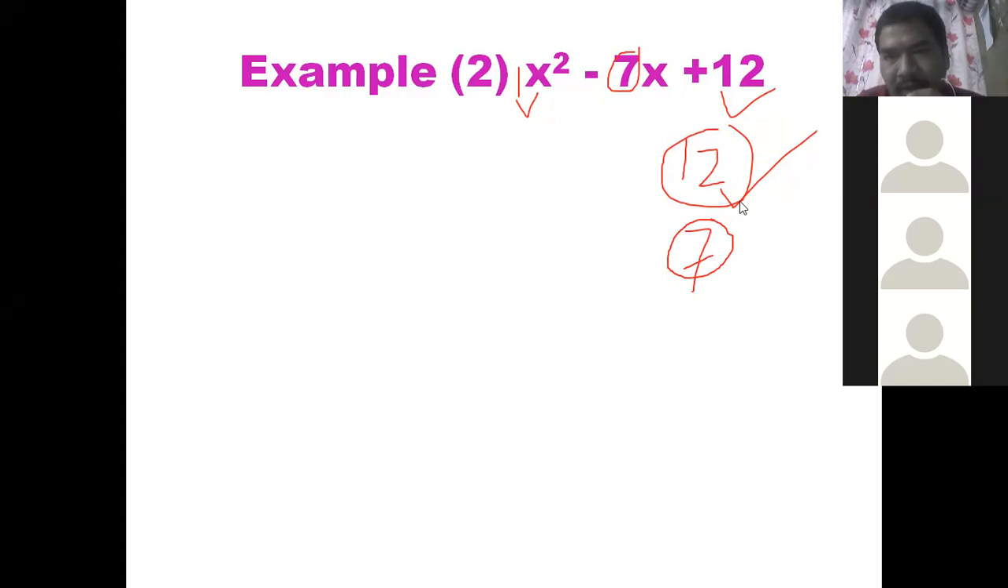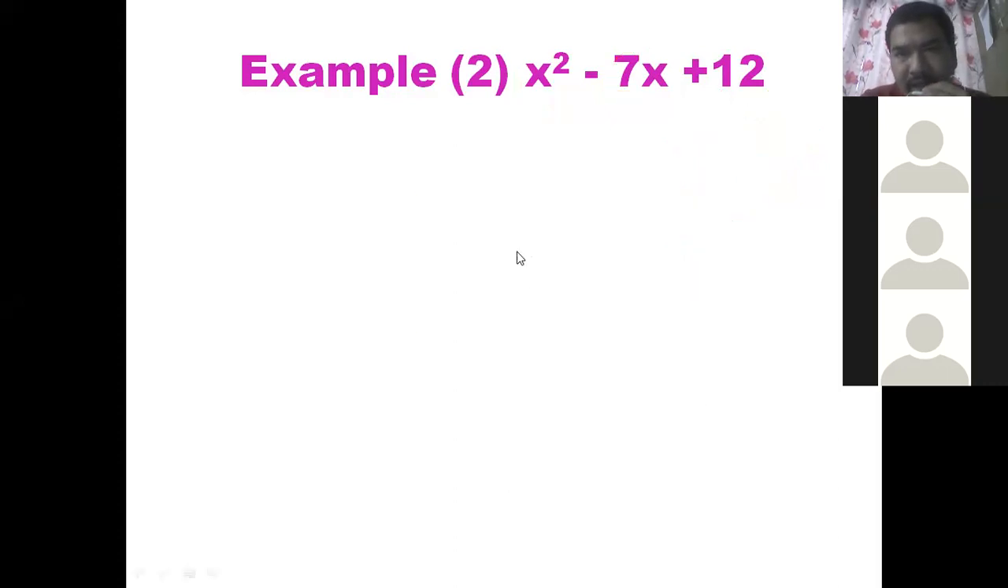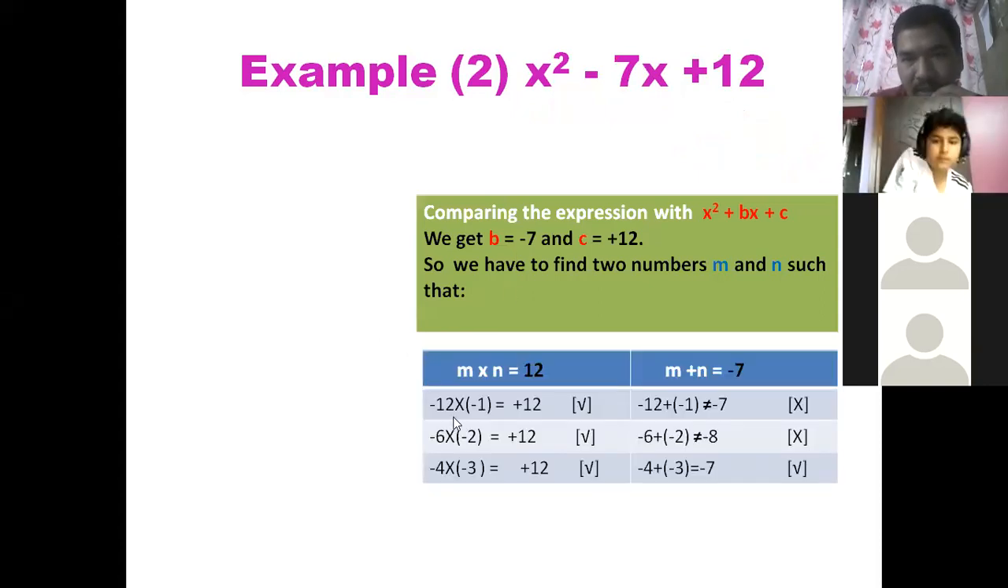Are you clear? Now, I am going to show you here. First of all, minus 12 into minus 1, what is there? Plus 12. But minus 12 plus minus 1 is not equal to minus 7. It is false. Minus 6 into minus 2 is plus 12, true. Minus 6 and minus 2, if you add, it is minus 8, which is not equal to minus 7.